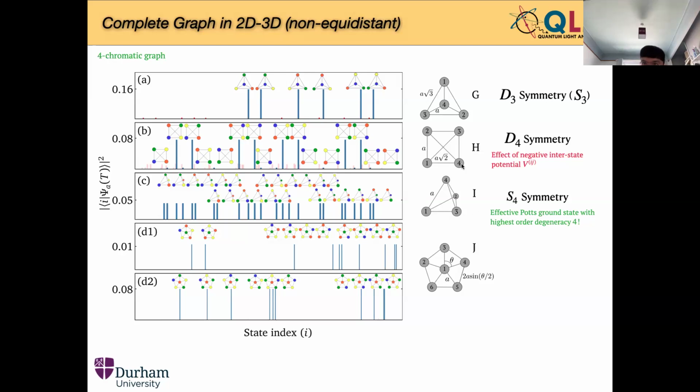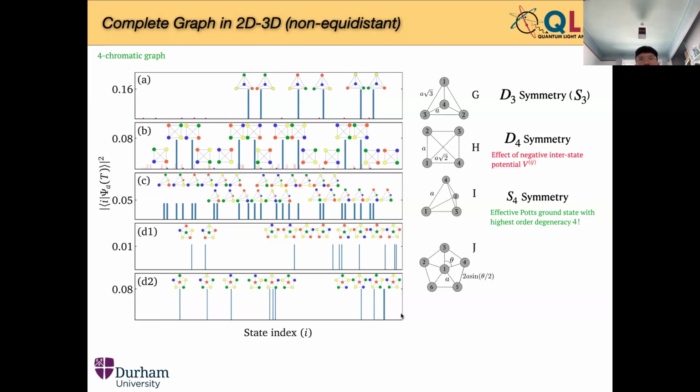so right now you are encoding the graph in 3D already and solving the graph coloring problem again. You can see that we got the graph coloring solution with very high fidelity, 97 and 98%, and you got a very beautiful S4 symmetry. In this case, you can claim that this ground state of the tetrahedral Rydberg-Qudit system effectively generates the Potts ground state with the highest order degeneracy, 4 factorial, which is equal to 24 degenerate states, as I mentioned here.